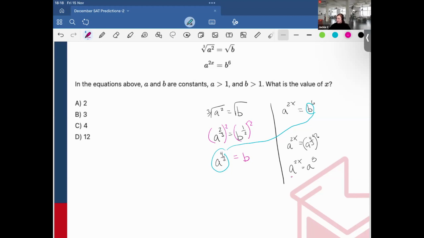And now that the bases are the same, I can take the exponents, set them equal to each other, and x would be equal to 4. Oh my goodness, wasn't that amazing?